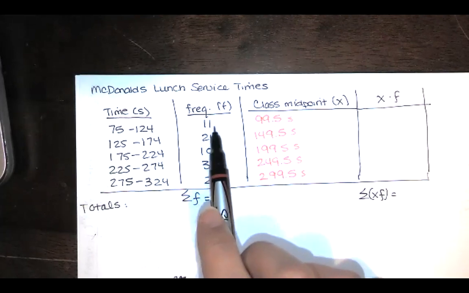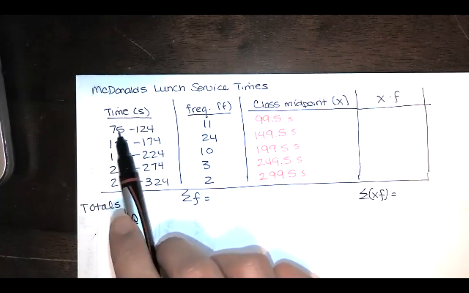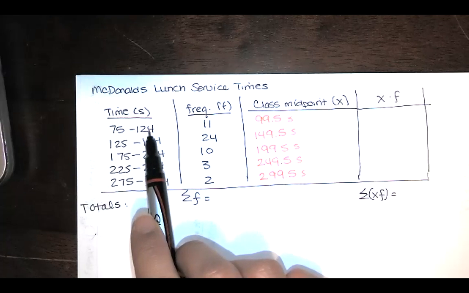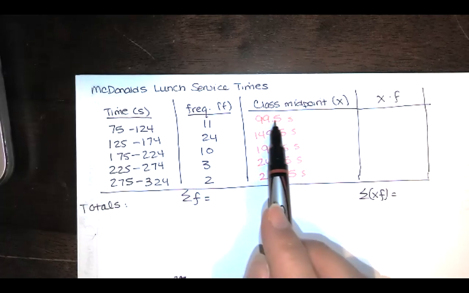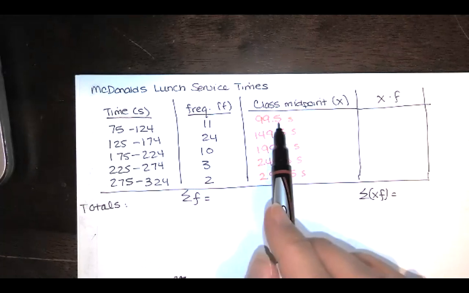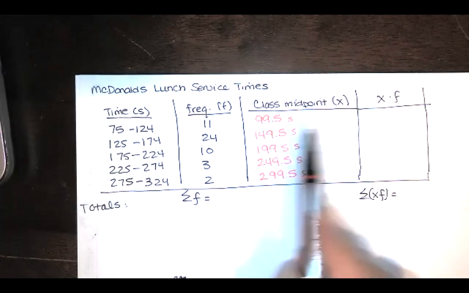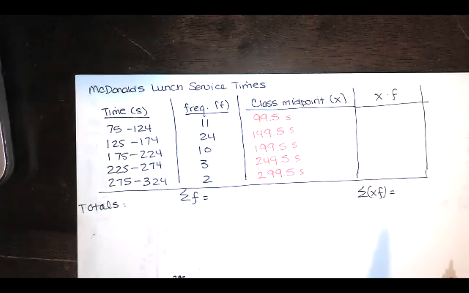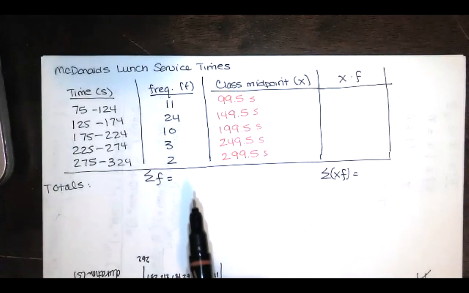So there were actually 11 customers, or 11 people in our data set, that waited between 75 and 124 seconds. Since we don't know actually how long they waited, we're going to say, suppose all 11 of them were waiting for 99.5 seconds. We're just approximating. We're saying some of those were probably higher and some of those were probably lower. So it probably all balances out to be something like this. That's why this is an approximation and not an exact value.